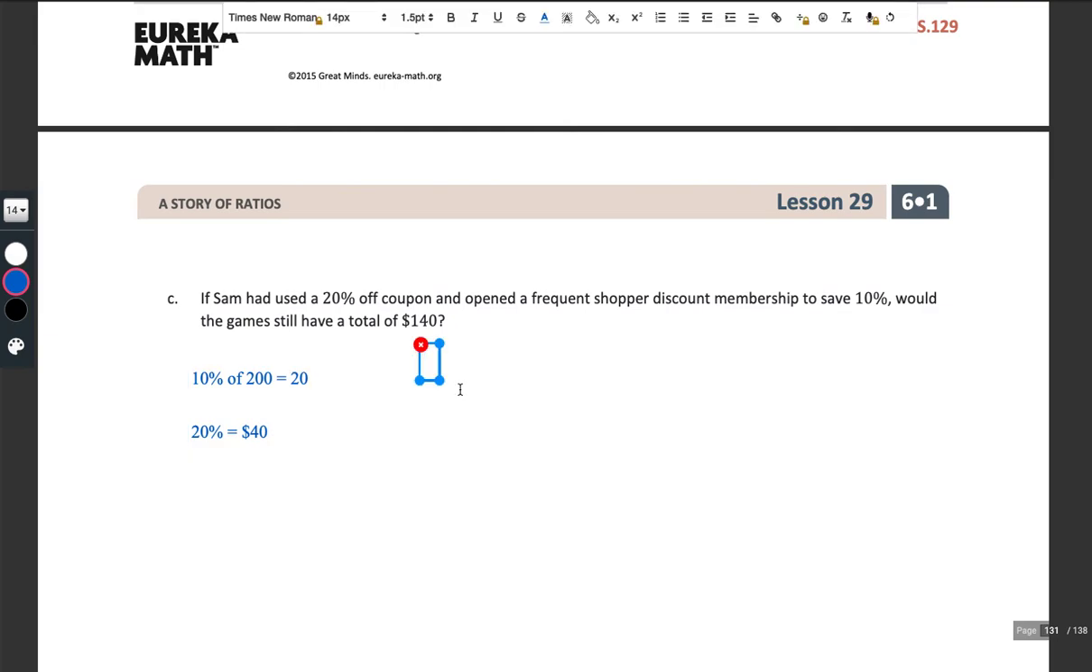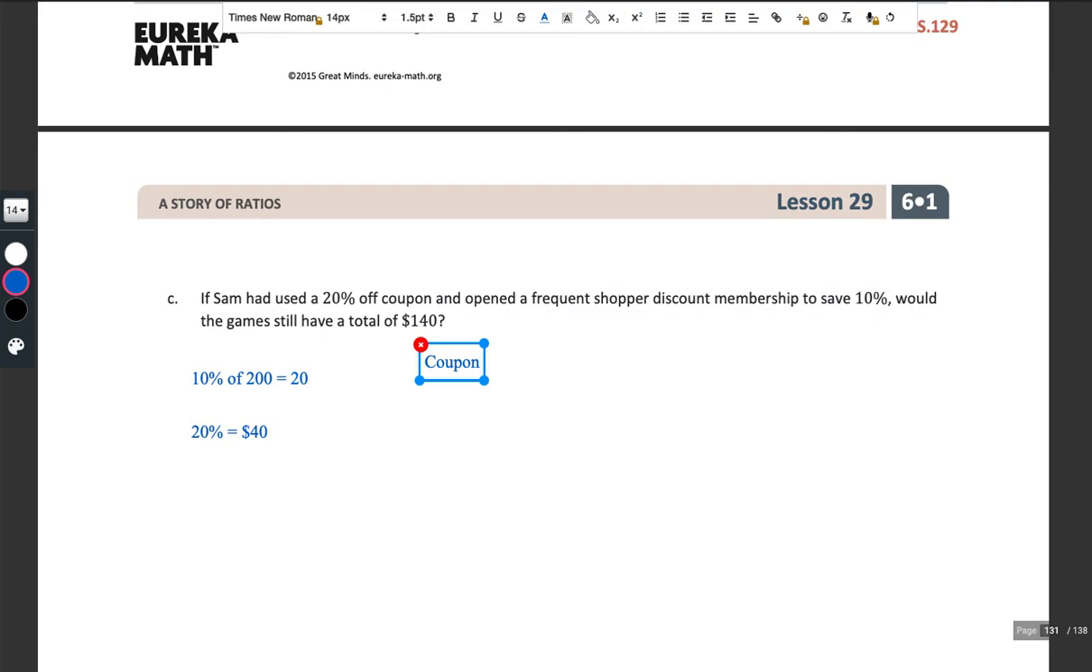So we have our, let's say that this is the coupon. Hold on a second, my headphones just died, so I'm going to switch the sound.